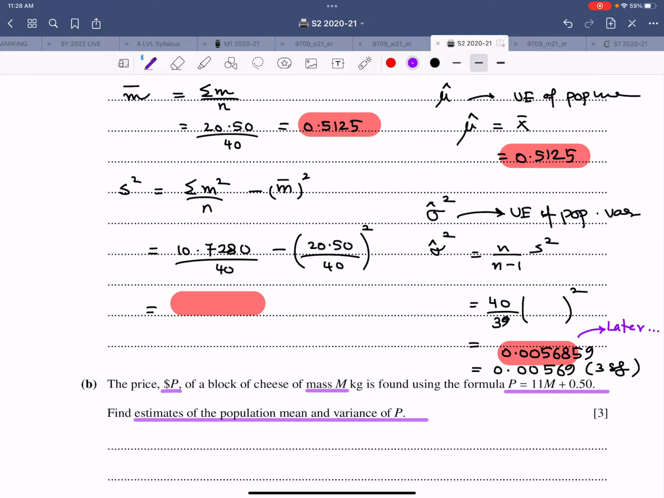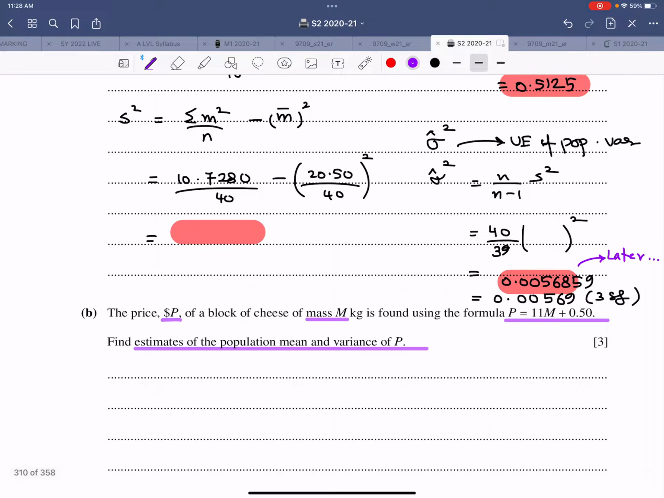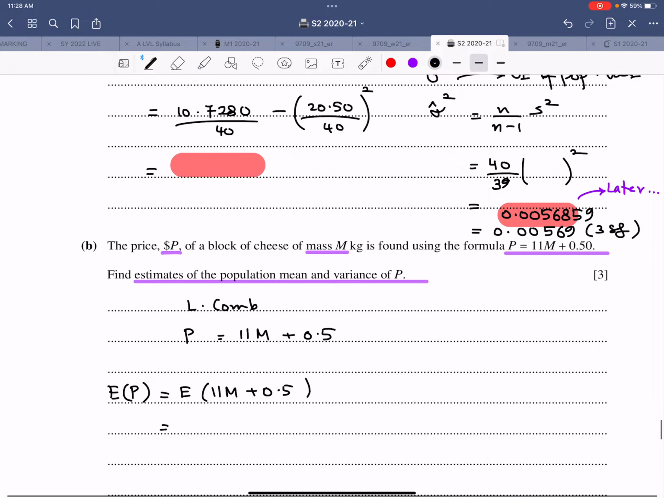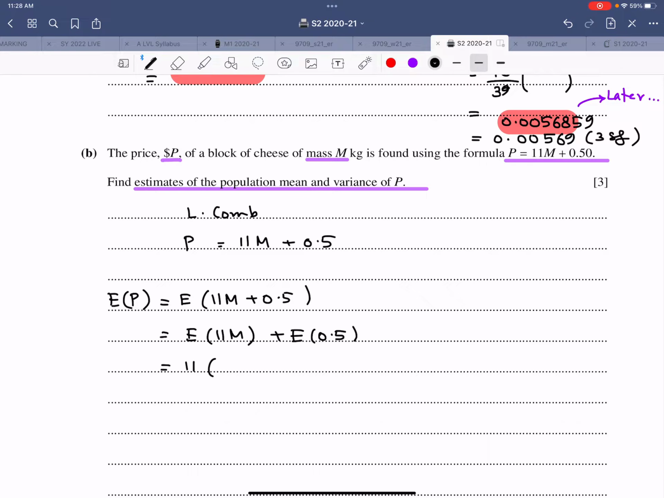Now what is the next part about? The next part is about linear combination of random variables. P is equal to 11m plus 0.5. Expectation of P is expectation of 11m plus 0.5. That is expectation of 11m plus expectation of 0.5. That is 11 times expectation of m, and this is 0.5. That is 11 multiplied by the expectation of m, that is 0.5125.